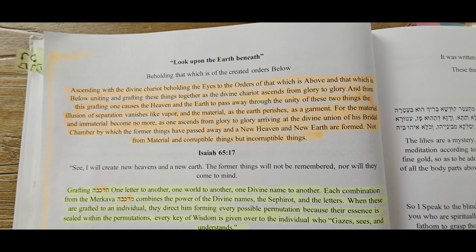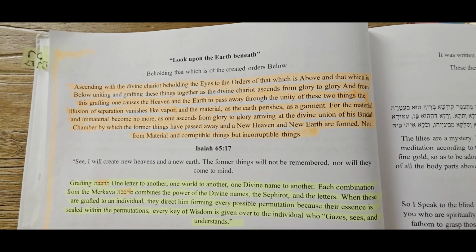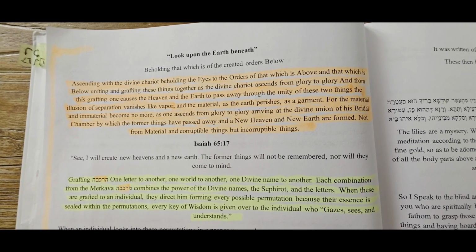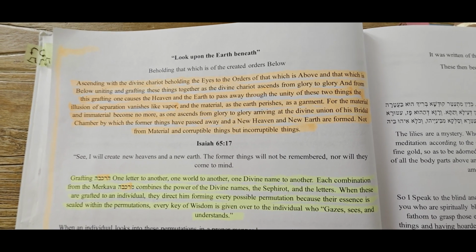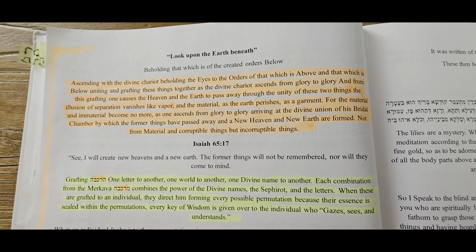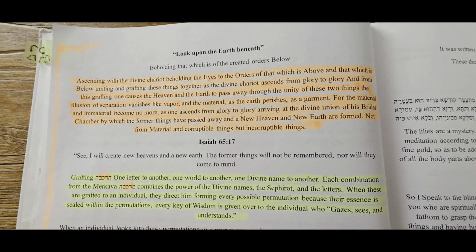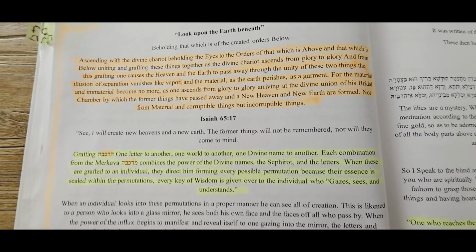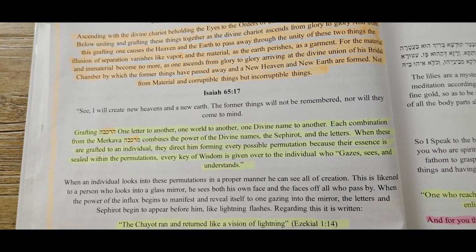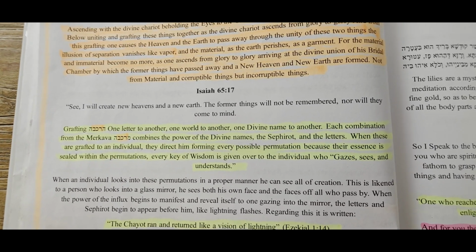The illusion of separation vanishes like vapor, and the material as the earth perishes as a garment. For the material and immaterial become no more, as one ascends from glory to glory, arriving at the divine union of his bridal chamber, by which the former things have passed away, and a new heaven and new earth are formed, not from material and corruptible things, but incorruptible things. Yeshayahu 65:17. See, I will create new heavens and new earth. The former things will not be remembered, nor will they come to mind.